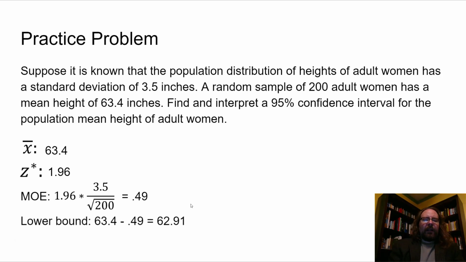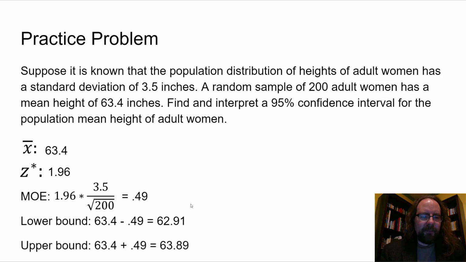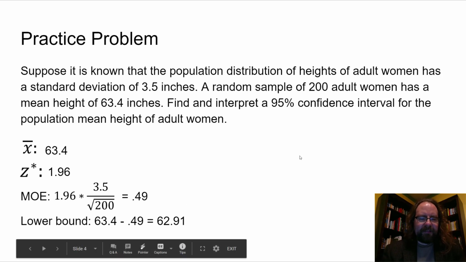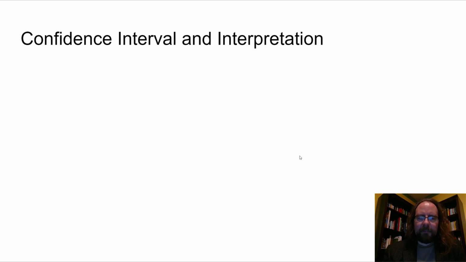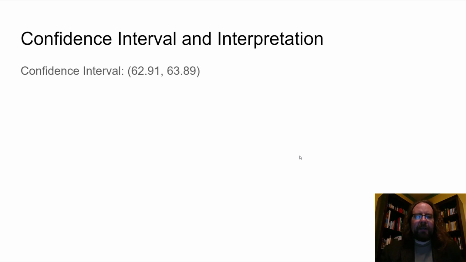So the lower bound of our confidence interval will be our center, 63.4, minus our margin of error, which gives us 62.91. Our upper bound will be 63.4, our center, plus 0.49 to give us an upper bound of 63.89. So we can finally say that our confidence interval goes from 62.91 to 63.89.